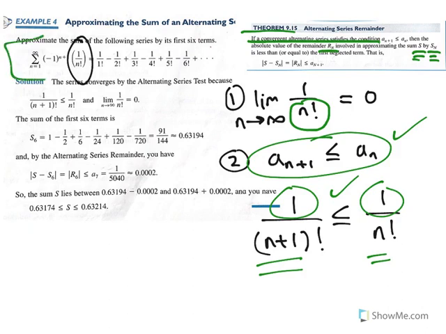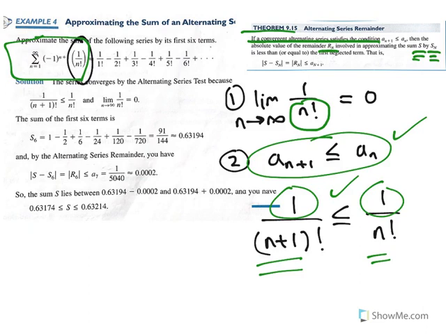So this infinite sum has some value. We know that because this alternating series converges. So it converges to a finite value. The infinite sum has a finite value. But what is that finite value? What is that infinite sum?